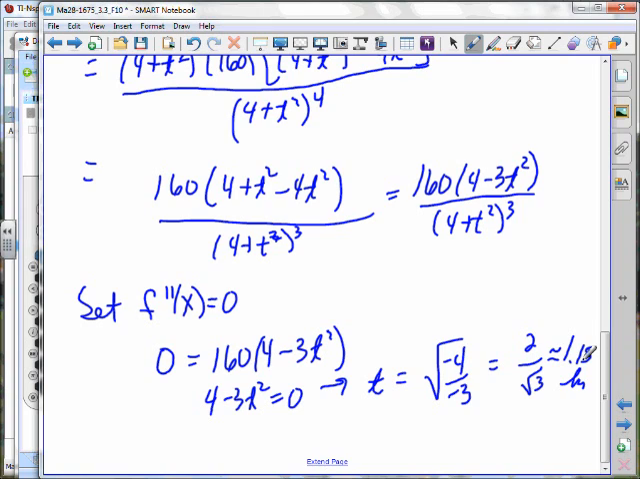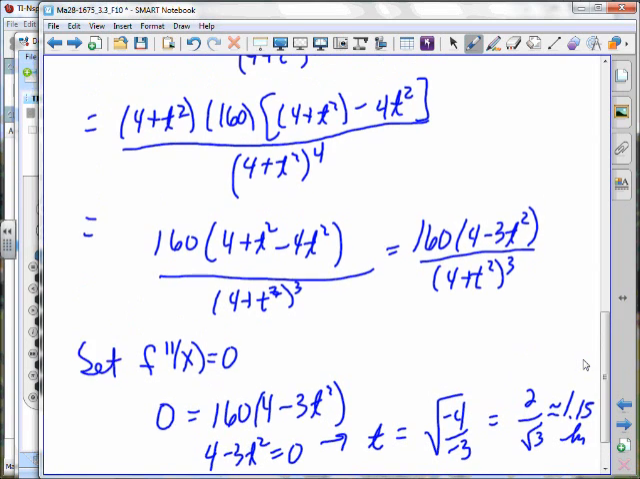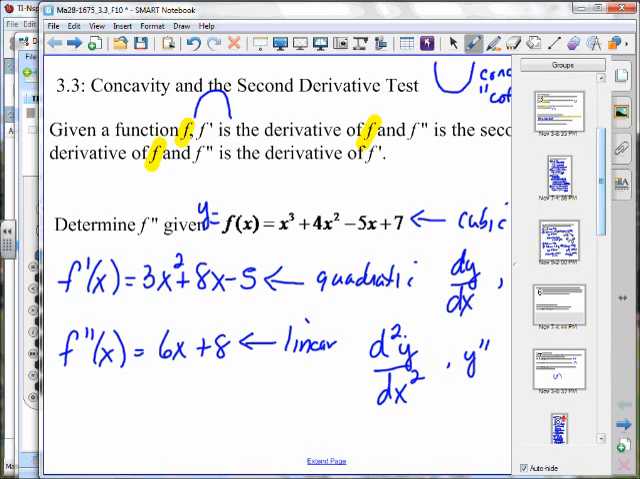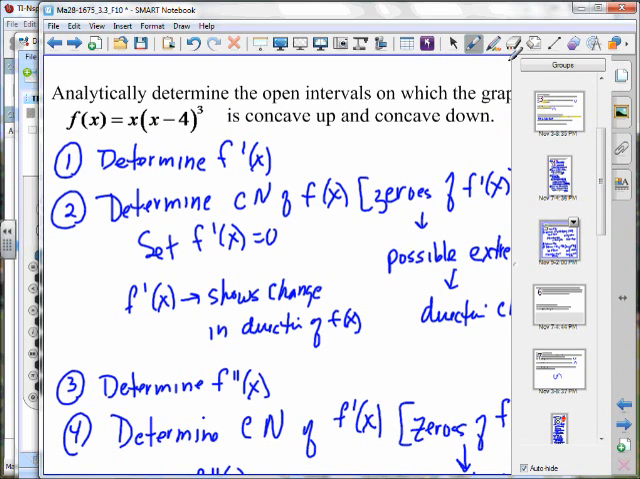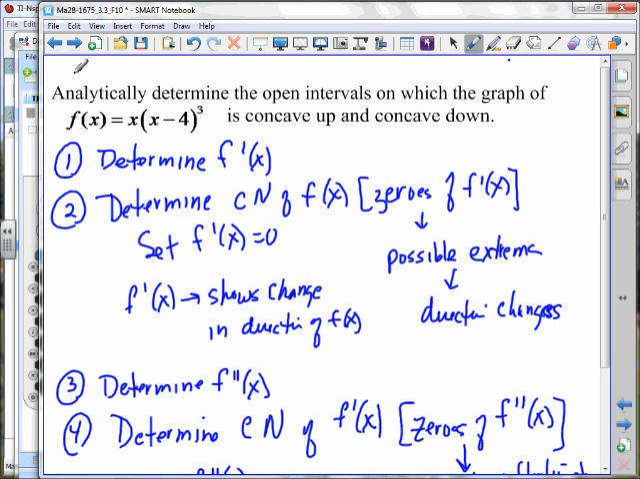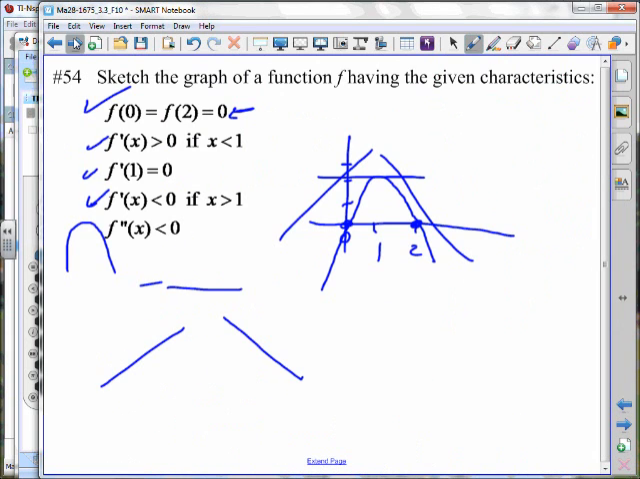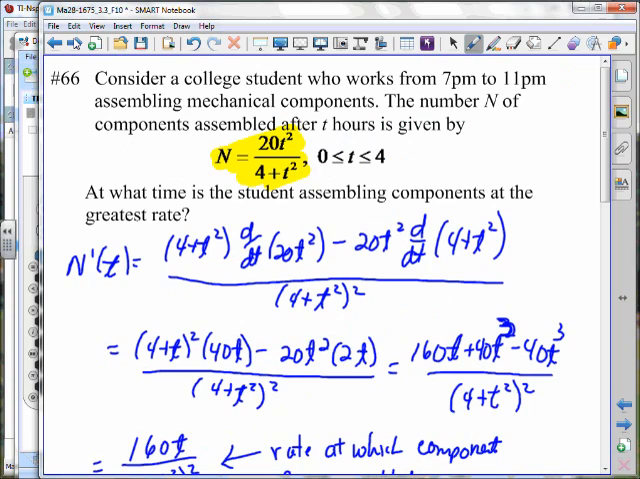Okay. These are interesting problems. And we have to, first of all, understand what it is we're trying to find. And this one, let's go back, because this was an interesting problem. It says, not that. Let's go back to where we were. The problem says something else. There we go. At what time is a student assembling components at the greatest rate? Okay. So yeah, at 8:15.